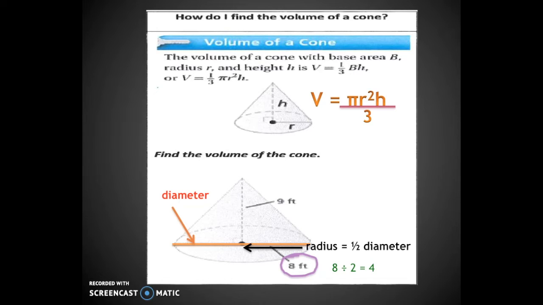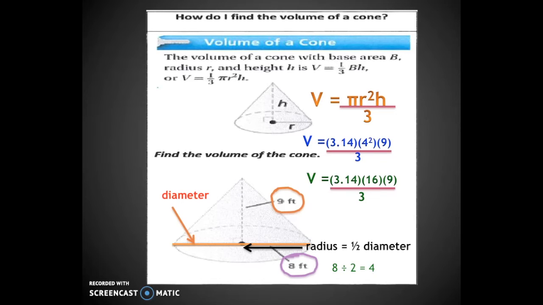So now that we got that information, let us go ahead and find the extra. Here's my height. So all of that goodness is going to get plugged into our formula above. So I have 3.14 times 4 squared times my height, which is 9. All of that information is being divided by 3. So we worked the top out. So we got pi 3.14 times my 4 squared, which is 16, times my height, which is 9.